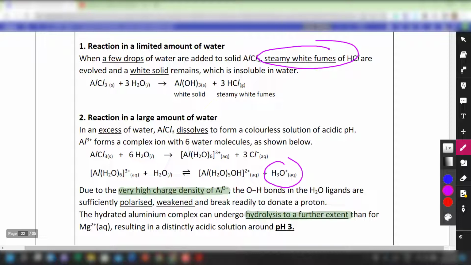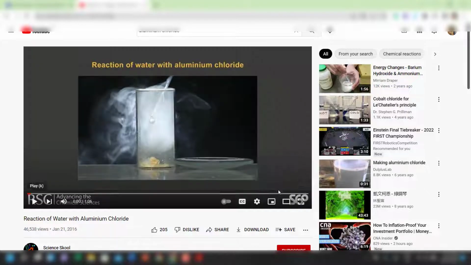So for the same concentration of Mg2 plus and Al3 plus aqueous, we will predict that Al3 plus aqueous has a much lower pH as compared to Mg2 plus. So in our case here, we predict a pH of about 3 as compared to about 6-ish for Mg2 plus. I'm going to show you a video showcasing the hydrolysis of Al3 plus, or rather aluminium chloride. So let me just open up the video for you.